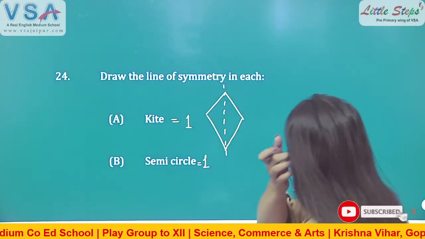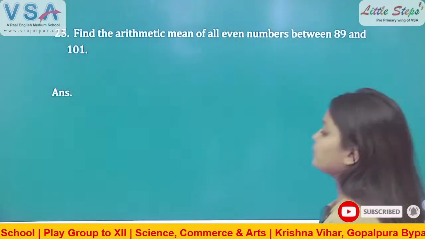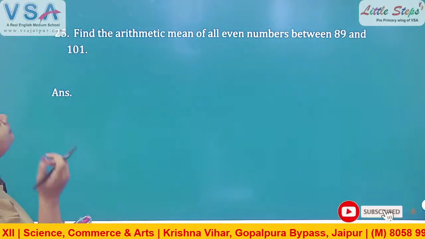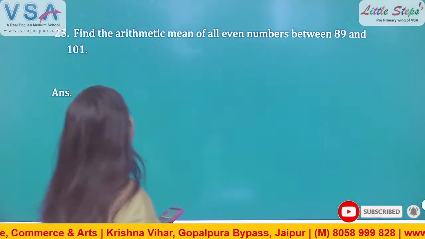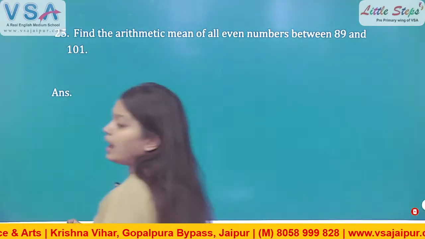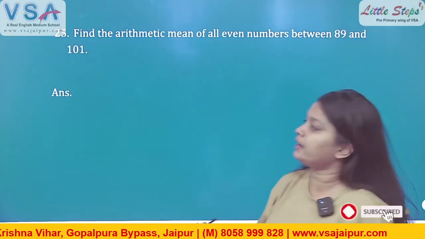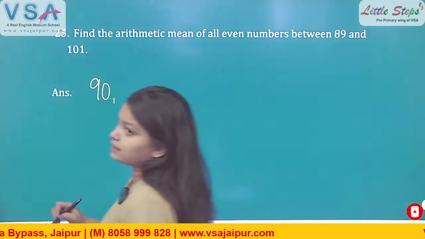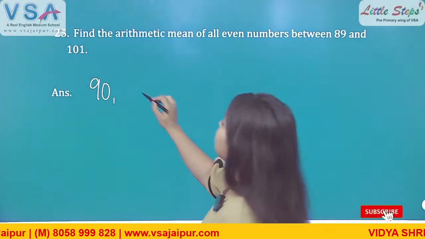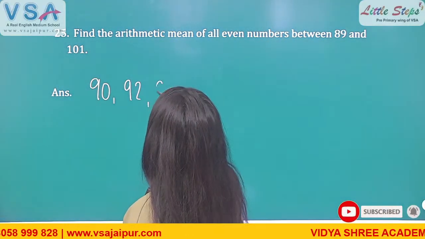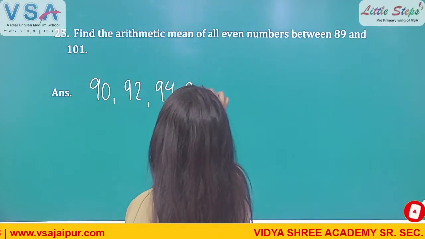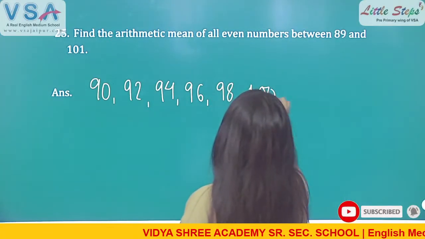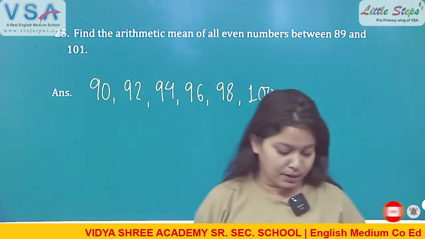Comment all the answers of the question. Yes, find the arithmetic mean of all even numbers between 89 and 101. As you all know, even numbers, what are they? After 89, what is the next even number? 90, 92, 94, 96, 98, and 100. These are the even numbers.